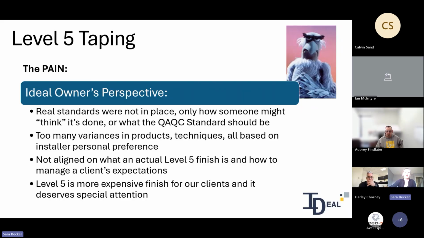Also, anytime I ask owners to comment on things that aren't working, for some reason I always think of Sam the Eagle, like with the angry face. So I'll try my best with my eyebrows. Yeah, thanks.